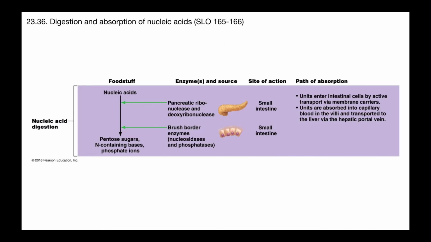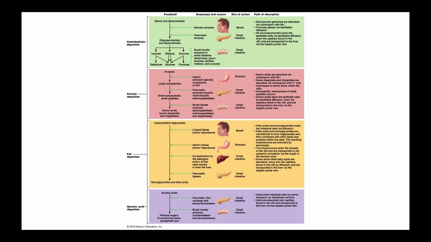And then last, nucleic acids. We don't think of nucleic acids as being particularly important for foodstuffs, but it's another thing that the body needs to be able to take in. So most of this happens through the action of the ribonucleases and deoxyribonucleases that come in through the small intestine, as well as the brush border enzymes, and that absorption is happening there.